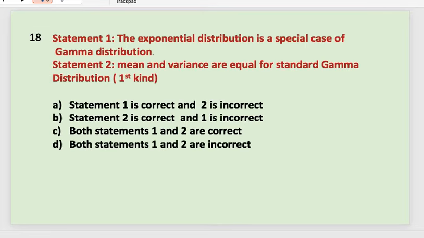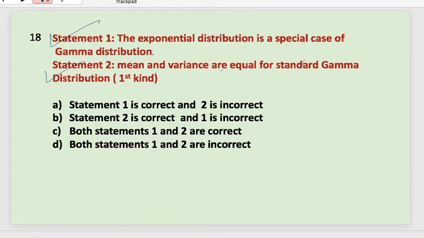Now let's see question 18, which is again a concept based, a memory based problem. They gave two statements and are asking us which is the right option. The first statement says the exponential distribution is a special case of the gamma distribution. It is correct. Statement 2 says mean and variance are equal for the standard gamma distribution. We have also figured out both are equal here, because beta is 1, so both are equal to alpha. So both statements are correct.